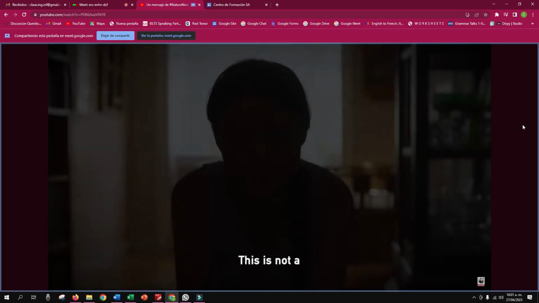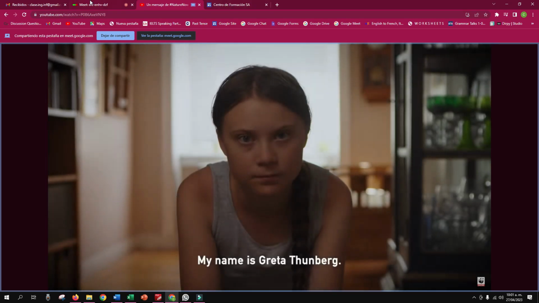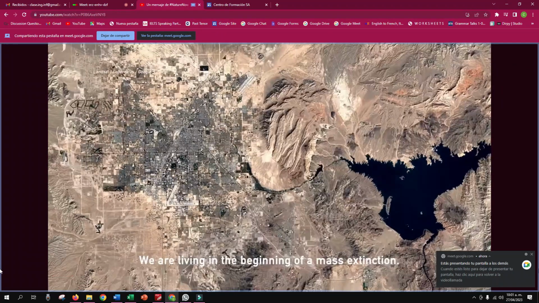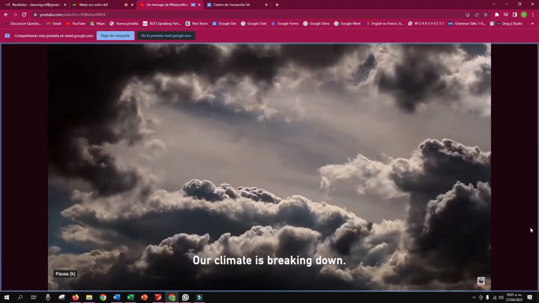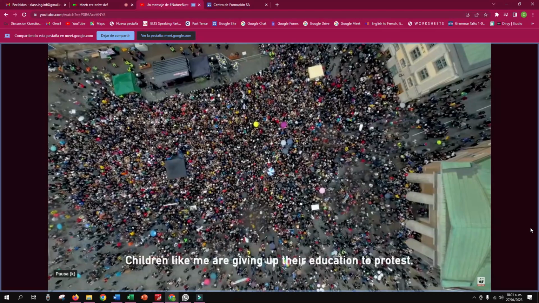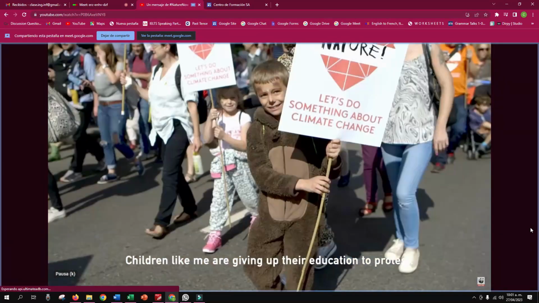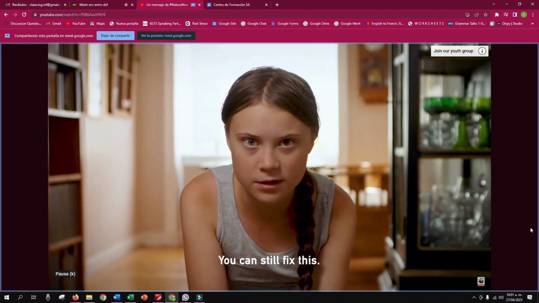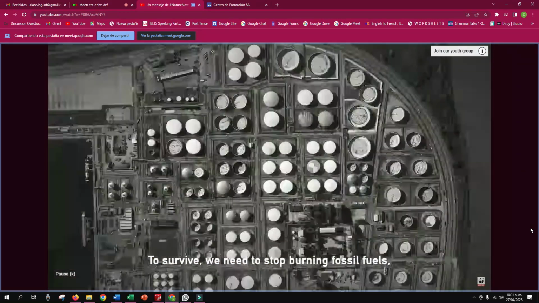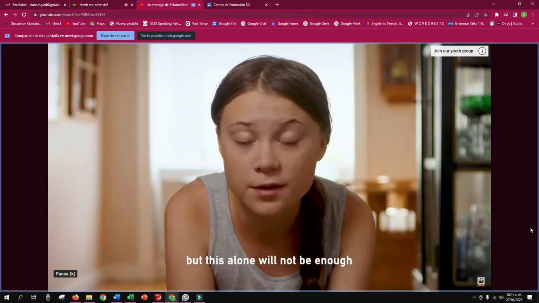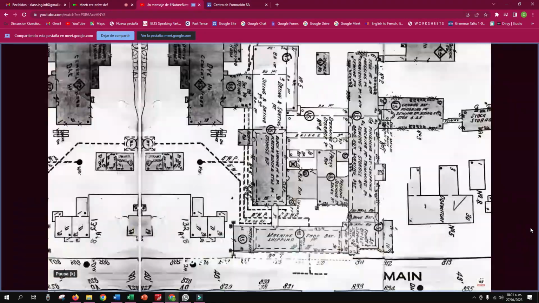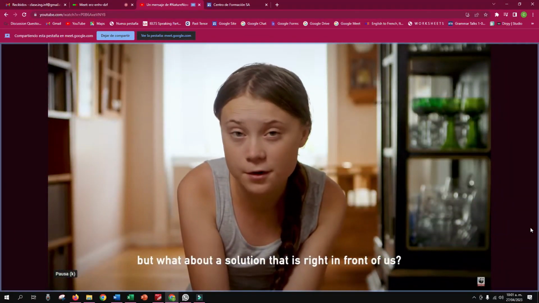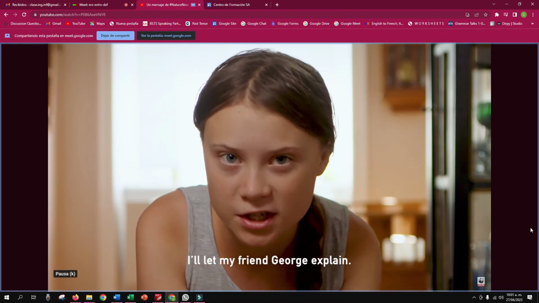This is not a drill. My name is Greta Thunberg. We are living in the beginning of a mass extinction. Our climate is breaking down. Children like me are giving up their education to protest. But we can still fix this. You can still fix this. To survive, we need to stop burning fossil fuels. But this alone will not be enough. Lots of solutions are talked about, but what about a solution that is right in front of us? I'll let my friend George explain.